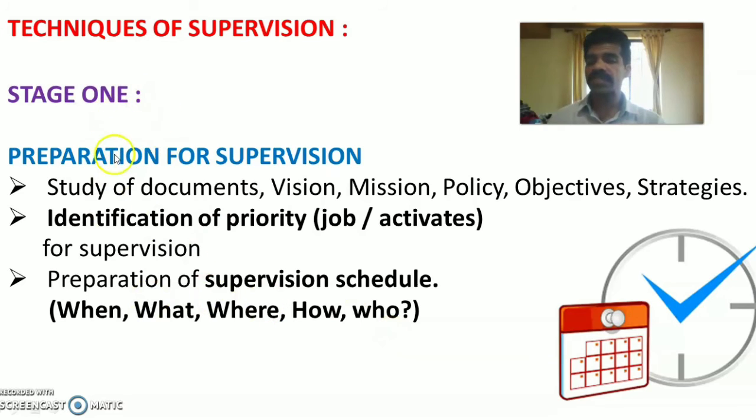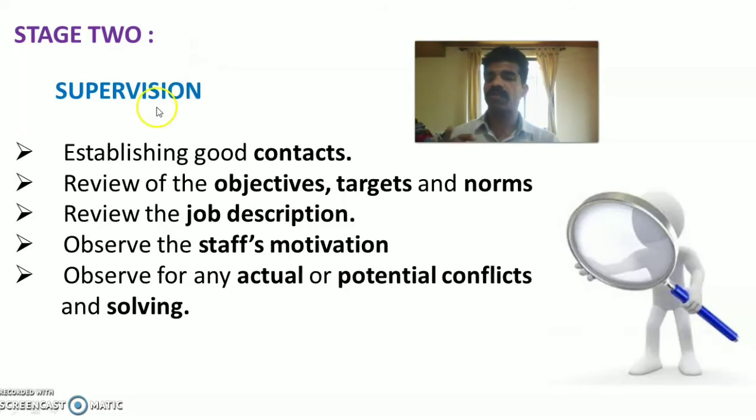So the first stage, preparation for supervision, includes a study of the documents, identification of the priority for supervision, and preparation of the supervision schedule, which includes a job list or job schedule of all the employees or workers. That includes when, what, where, how, who has to do certain activities in the job setting. The second stage of technique of supervision is supervision, doing the supervision.